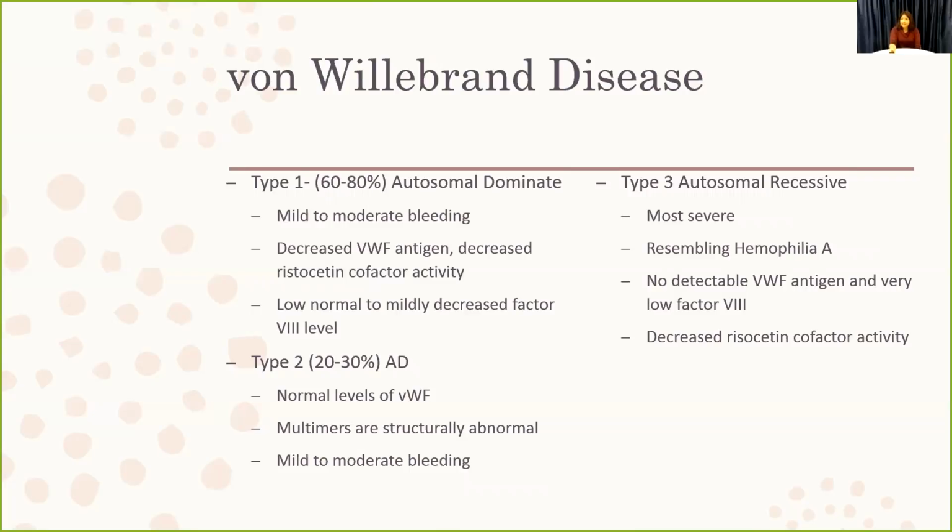Our type 3 is autosomal recessive, and this is the most severe form of von Willebrand's disease, most likely to present a little bit earlier on than later adolescence. This one resembles hemophilia A. So you have no detectable von Willebrand's antigen and very low factor 8, and then you have decreased ristocetin cofactor activities.